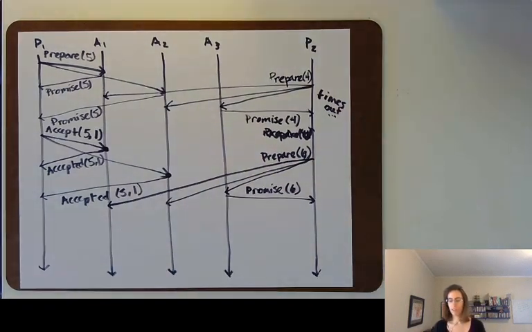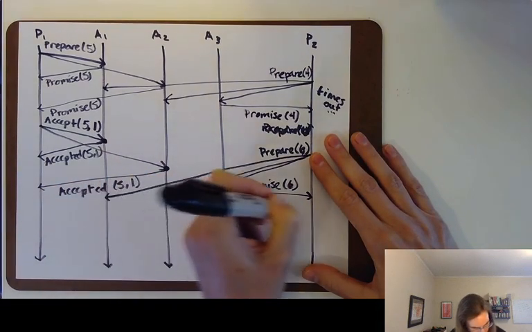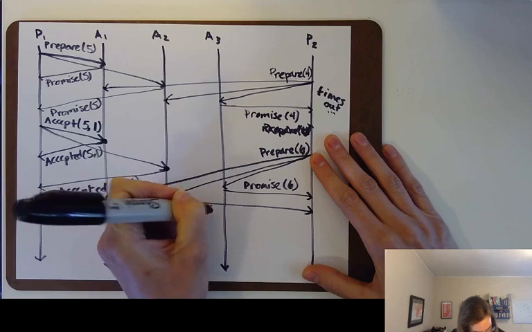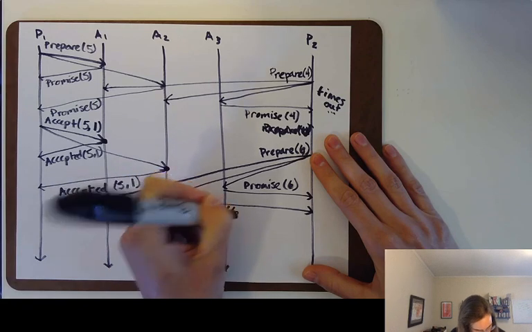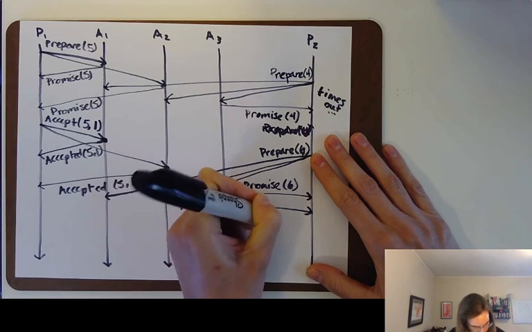What about A1 and A2? Well, they can respond with a promise message, but it has to have that additional component. So their messages are going to look like this. Promise 6, and then that extra piece is going to look like 5-1.